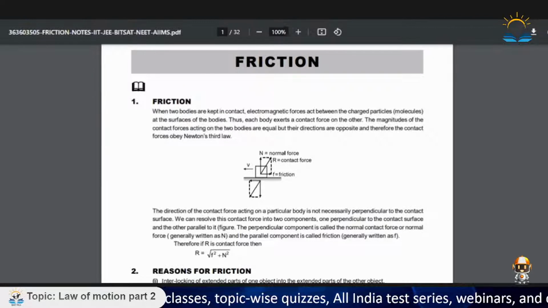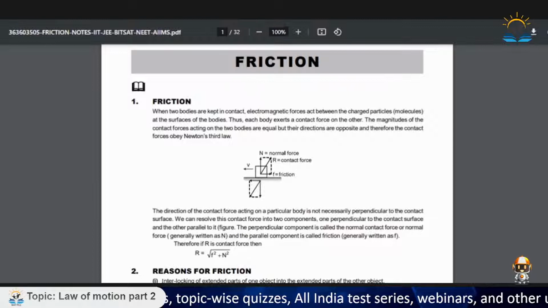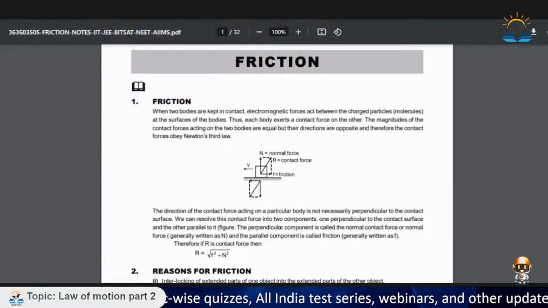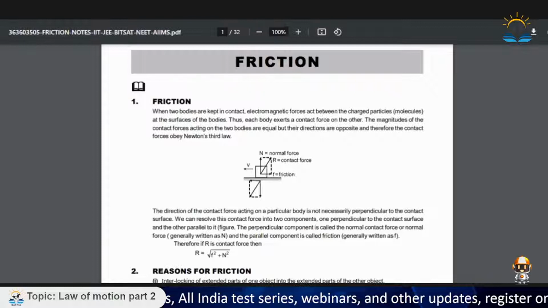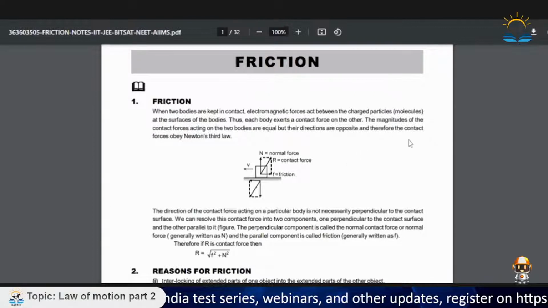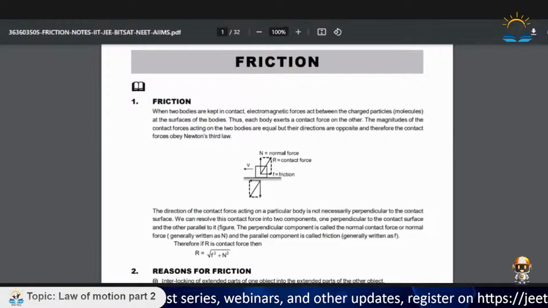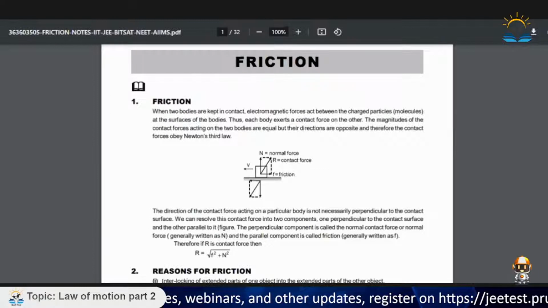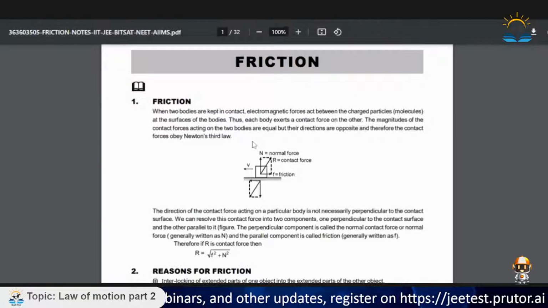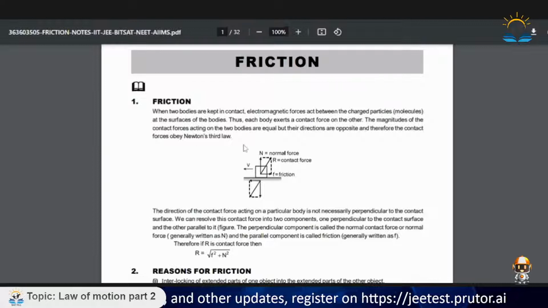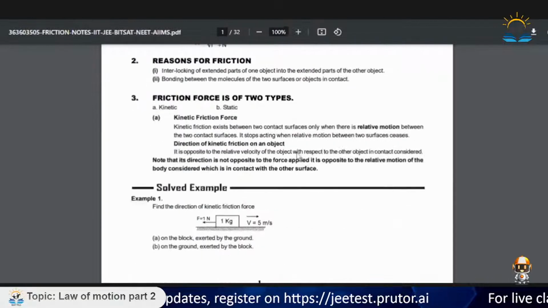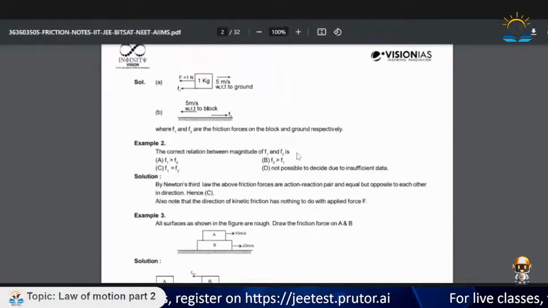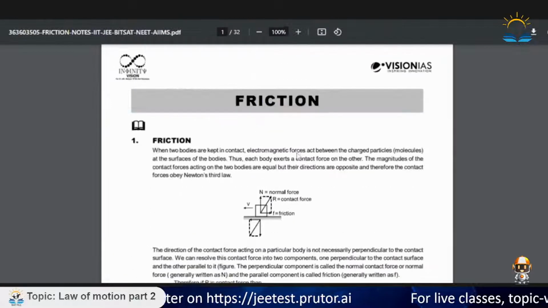When two bodies are kept in contact, electromagnetic forces act between the charged particles at the surface of the bodies. Thus each body exerts a contact force on the other. The magnitudes of the contact forces acting on the two bodies are equal, but their directions are opposite, and therefore the contact forces obey Newton's third law of motion. Okay, so basically, what is friction?